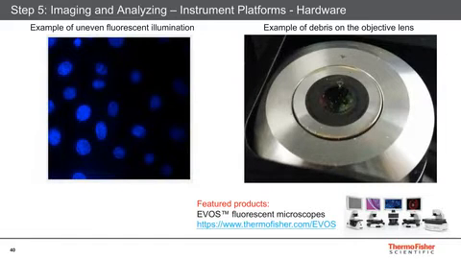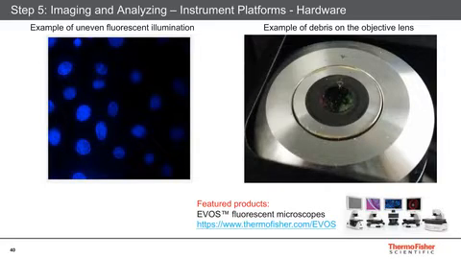Here are some examples of hardware that has not been optimized. On the left is an image of some DAPI labeled nuclei, and you can see that they're dimmer on the upper right compared to the lower left. That's because this was taken on a traditional microscope where the mercury bulb was not aligned properly. If you were to move this sample left or right on the stage, you'd see that the field of view is always going to be dimmer in the upper right. So you'd have to realign.